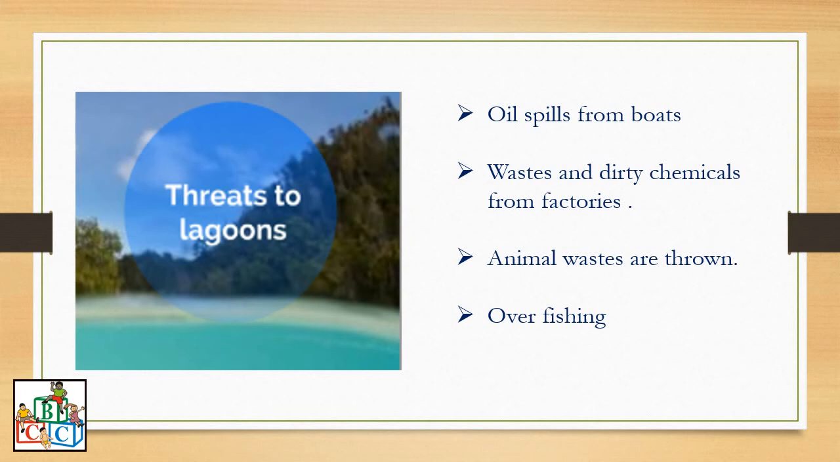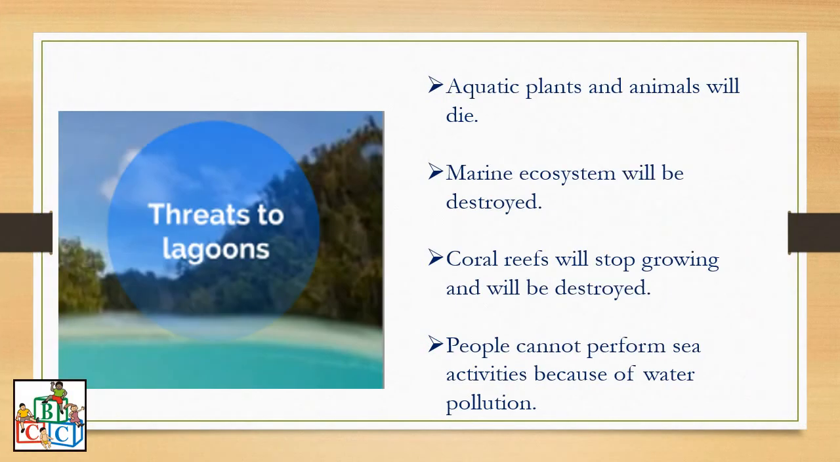And then sometimes animal waste is thrown, and there is overfishing, which means when too many fish are removed from the sea. So what happens? The big creatures cannot feed on fish because there is overfishing. Consequences now, let us see.